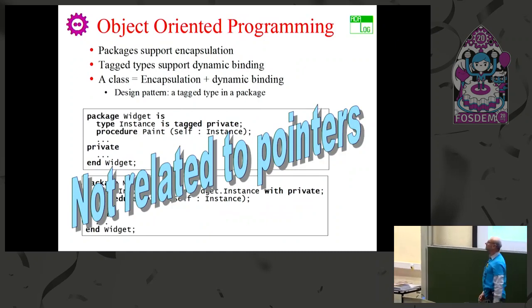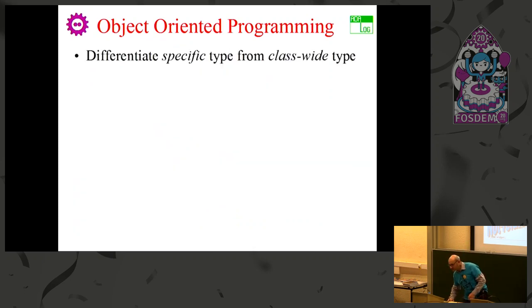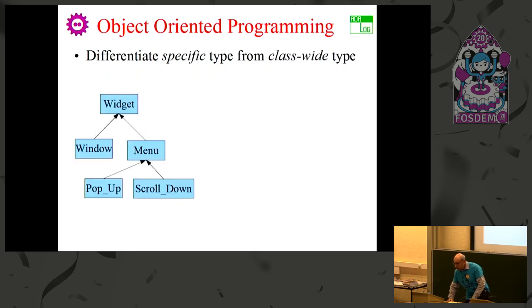An important feature of Ada is that object-oriented programming is not related to pointers. Most languages allow you to do object-oriented programming only with pointers. In Ada, you can write huge programs, including object-oriented ones, without any pointer. Okay, so the issue of memory management becomes much simpler. So this model gives you an important difference between Ada and others.